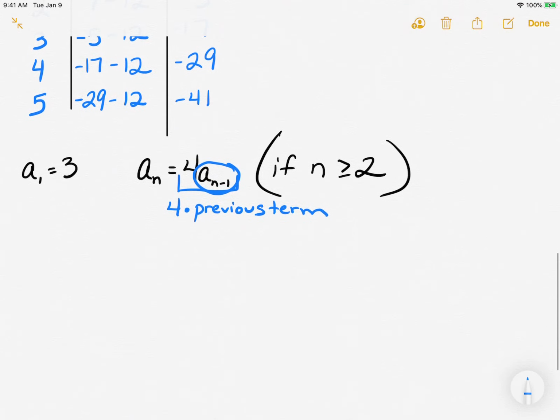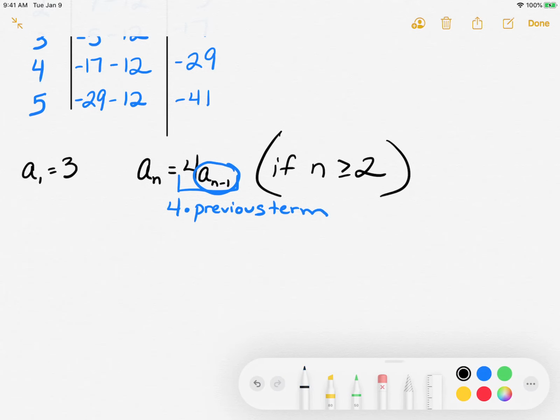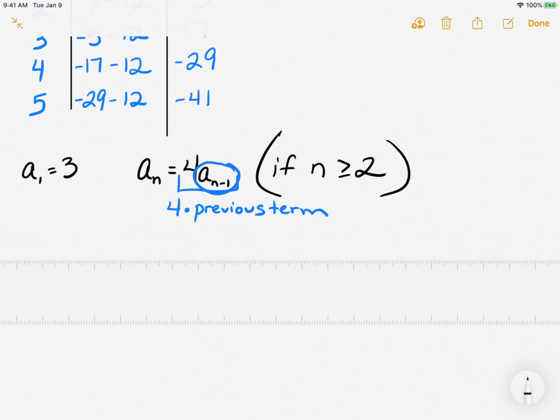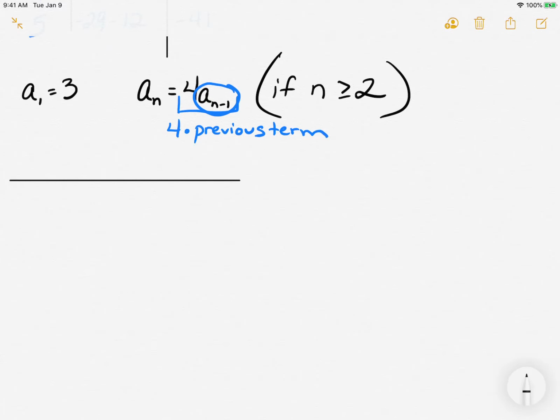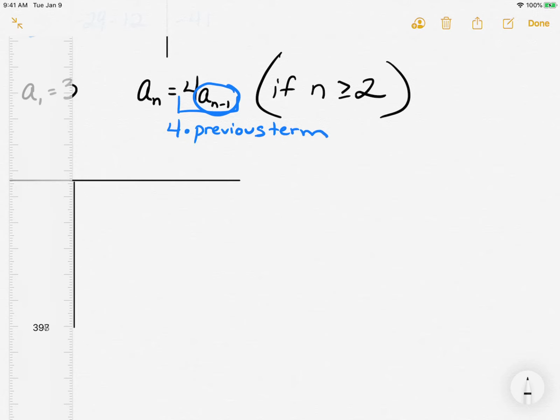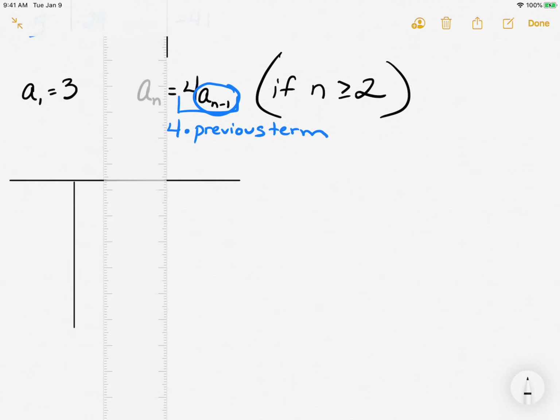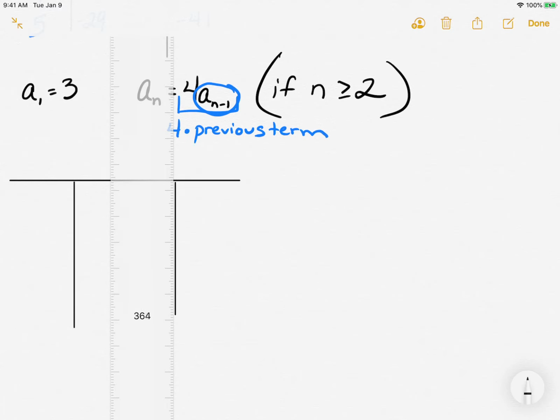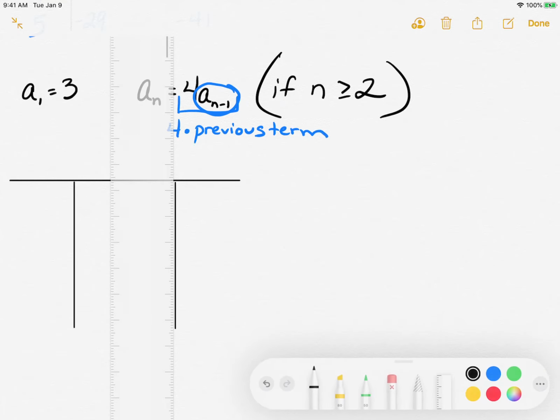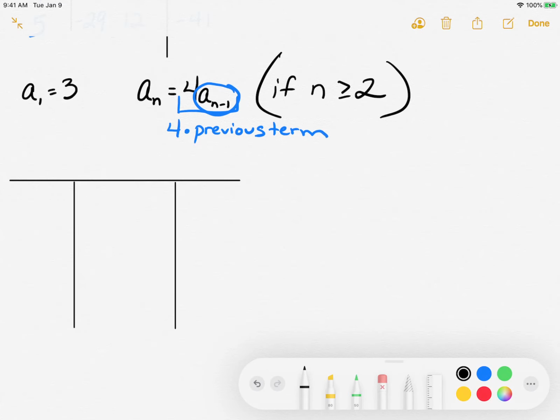So the last one I was subtracting 12 every time. This one I'm going to be multiplying by 4 every time. See if I can make a prettier table for you people. It's about the same length, right? Is that a attached to the 4? Yes, it's 4 times a.